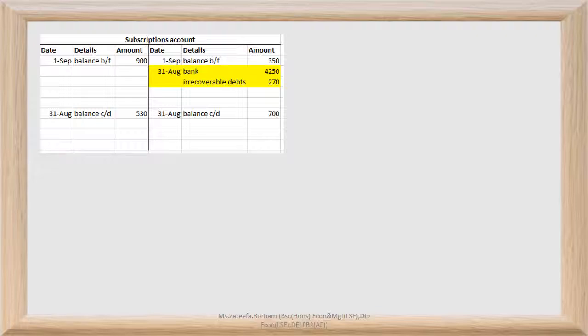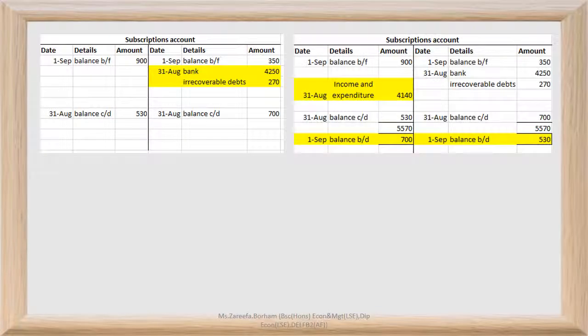630 were received and the remaining is irrecoverable. That means 900 minus 630 is irrecoverable debts. Irrecoverable debts account should be debited in this case since it's an expense, which means the subscriptions account should be credited.